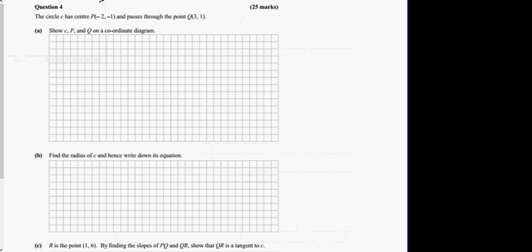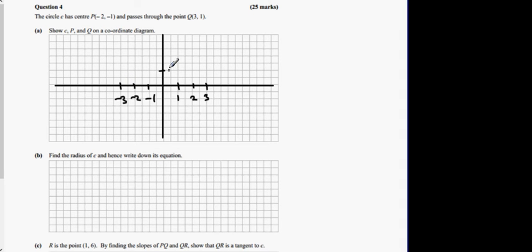It goes: circle C has a centre P, which is at minus 2, minus 1, and passes through the point Q, 3, 1. Show C, P and Q on the coordinate diagram, okay? So basically, just go dead centre. So it's question 3, Gavin, it's just we reversed them around for some reason in the test. Now, what you're going to do first is draw in a couple of numbers just so we know which one's which. Best to go up in 2s, makes it look a bit better. Okay. And here we go, we got 3 everywhere.